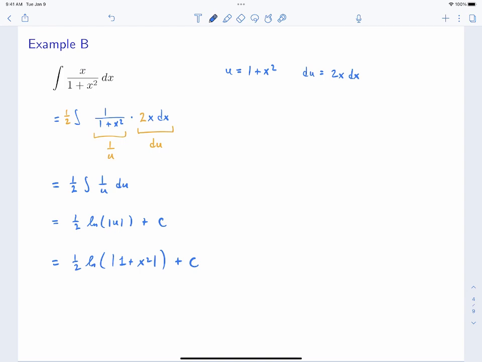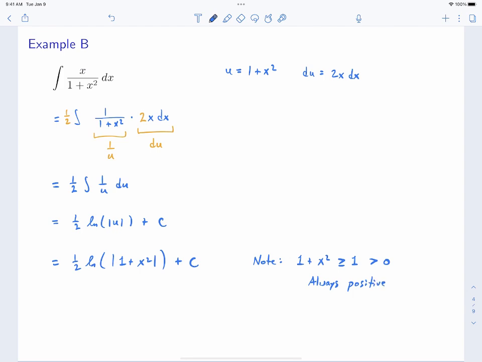But 1 plus x squared is always positive. So let me just make a little note here. 1 plus x squared is always positive. In fact, it's always bigger than 1, because x squared is a positive number, or possibly 0. It's certainly non-negative. So 1 plus x squared is always greater than or equal to 1. So in particular, it's greater than 0. It's always positive.